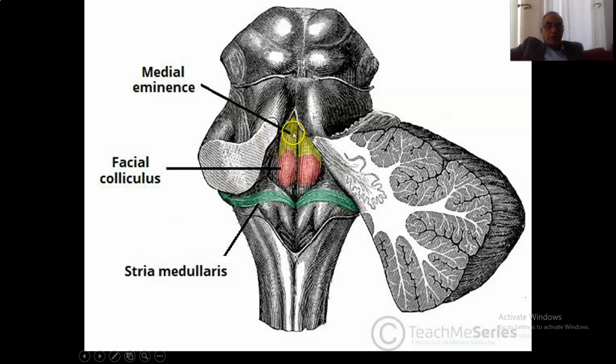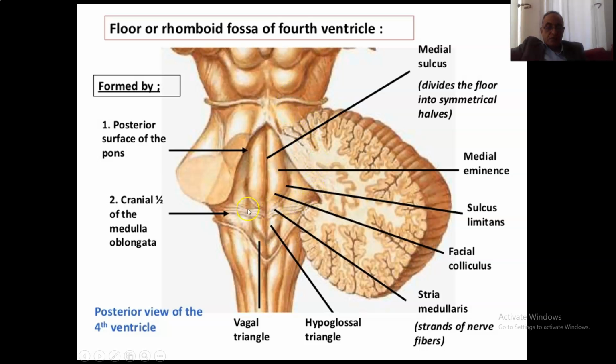So, we are talking about the pons, the upper half of the floor of the fourth ventricle, the median fissure, then the medial eminence, and lateral to it the sulcus limitans and the vestibular area. And the lower part of the medial eminence is the facial colliculus. Another view: posterior surface of the pons, separated from the open medulla by the stria medullaris, the median sulcus, and the medial eminence, lateral to it the sulcus limitans, lateral to it the vestibular area. The lower part of the medial eminence is the facial colliculus.